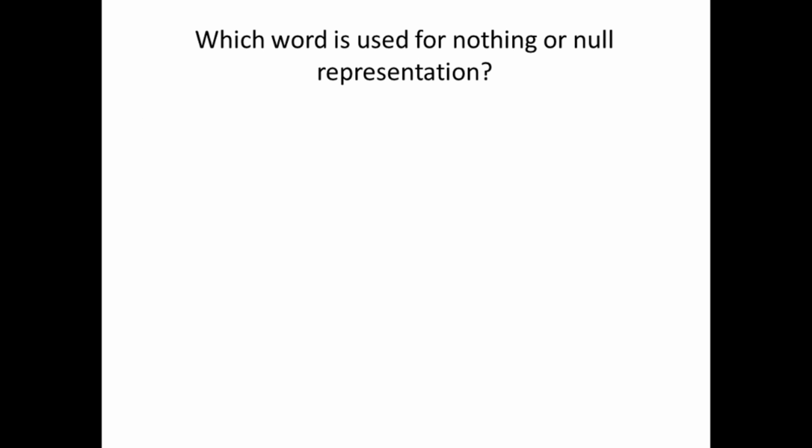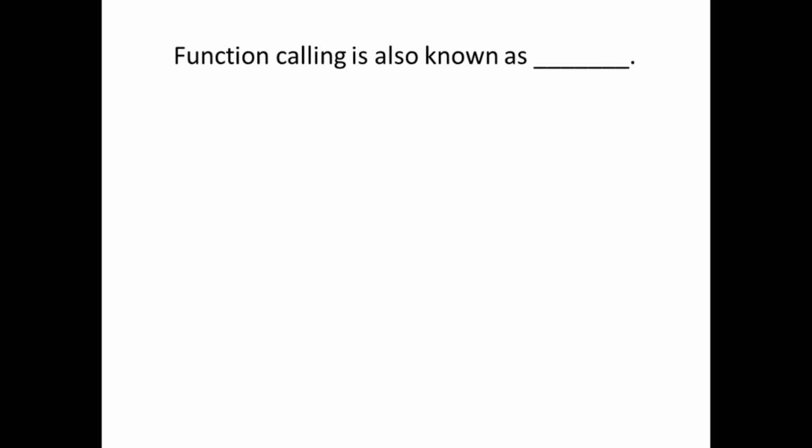Which word is used for nothing or null representation? Well, for that, the word is void. In computer languages like C, C++, Java, the word is void. Void means nothing. Function calling is also known as dash. It is known as messaging. And dash is a blueprint for all these similar objects. Well, that is class.